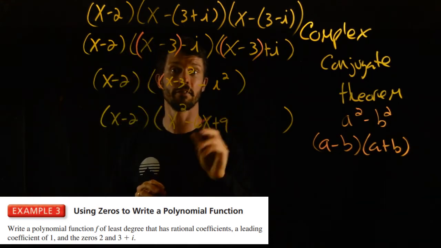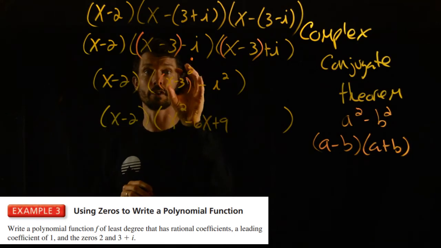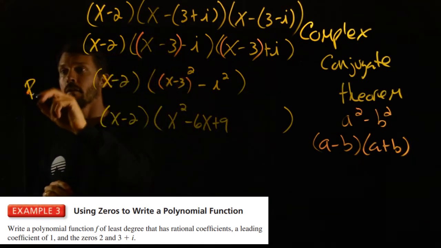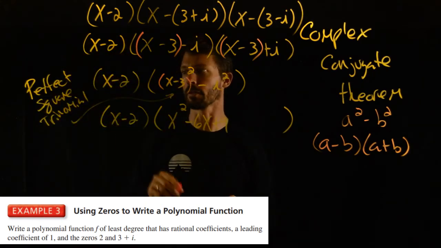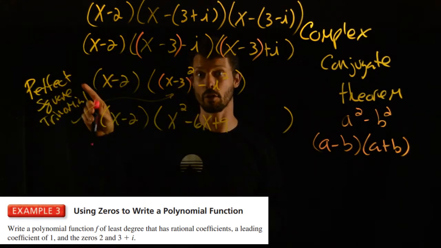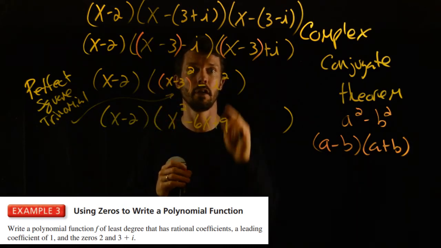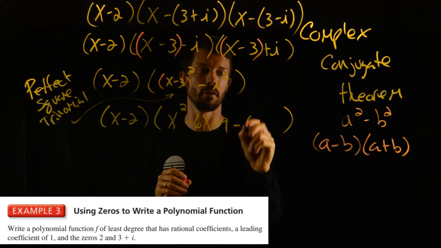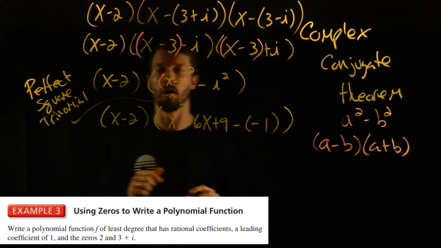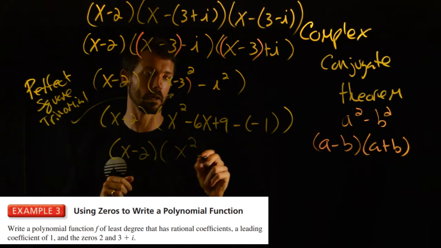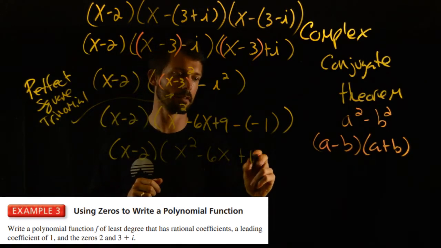And again, see that video with the perfect square trinomials if you're confused on how I went from here to here. So perfect square trinomial, there's a video for that. Go find that if this is confusing from here to here. You might have to do a little extra work on your end. i squared, we know, is negative 1. Okay, now from here, simplify it some more. x squared minus 6x plus 10.